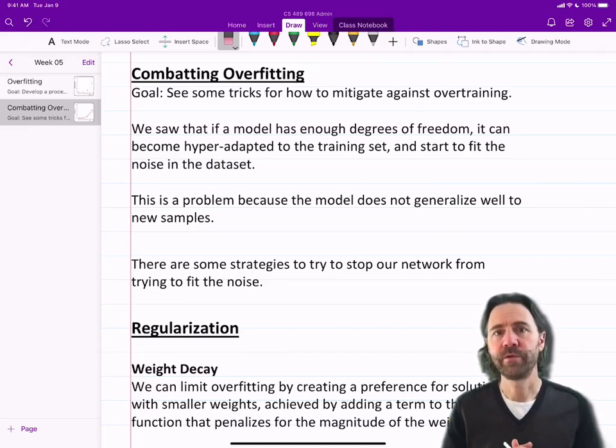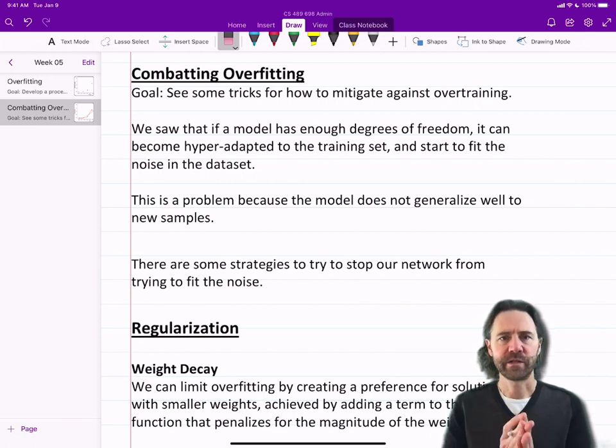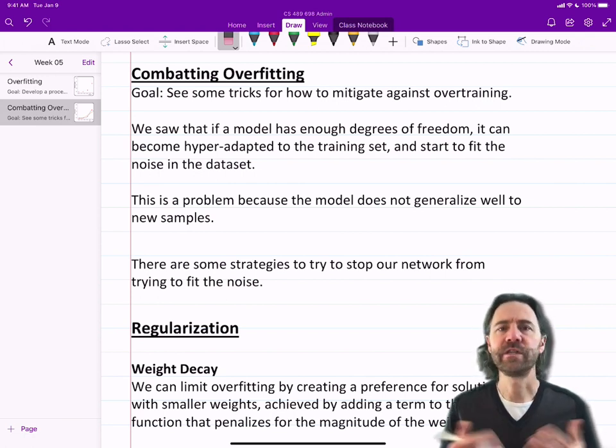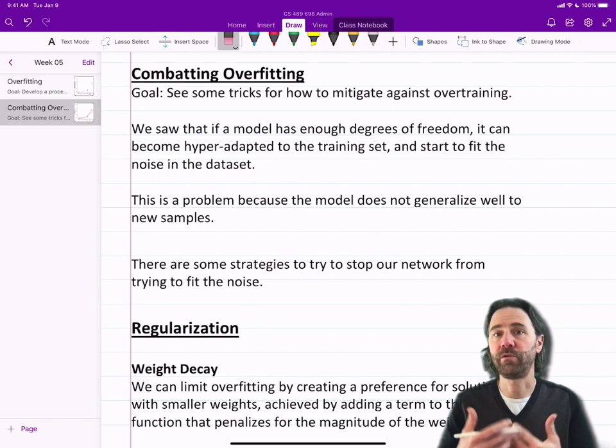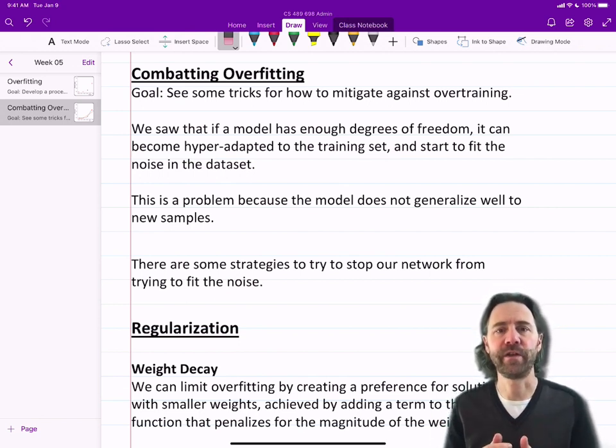Okay, last video we talked about overfitting or overtraining. We'll review that in a second, but the goal of this video is to see some tricks for how to manage or combat that overfitting.